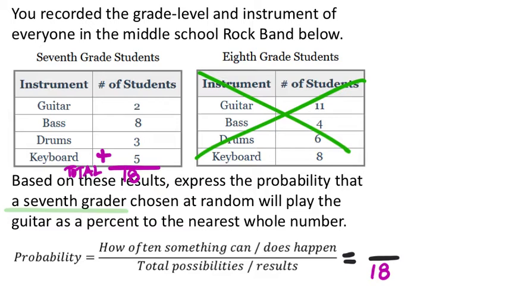And then it said they're going to be chosen at random. How many of these are going to play the guitar, or the probability you're going to find a guitar player. There you go. Well, it looks like there's 2 students that are in 7th grade in the rock band that play guitar. So that's going to be 2 out of 18.